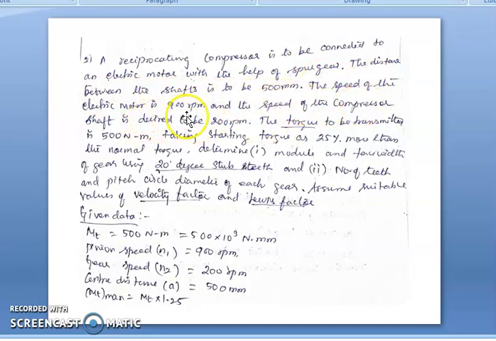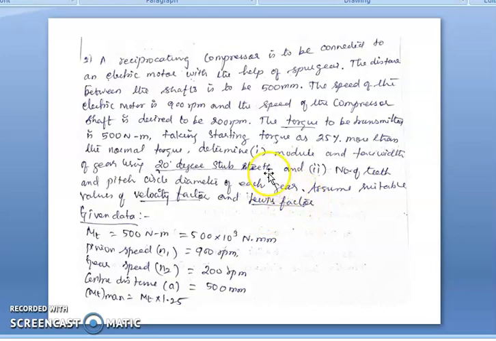The speed of the electric motor is 900 rpm and the speed of the compressor shaft is desired to be 200 rpm. The torque to be transmitted is 500 Newton mm, taking the starting torque as 25% more than the normal torque. Determine the module and the face width of the gear using 20-degree stub teeth, and the number of teeth and pitch circle diameter of each gear. Assume suitable values of velocity factor and Lewis factors.